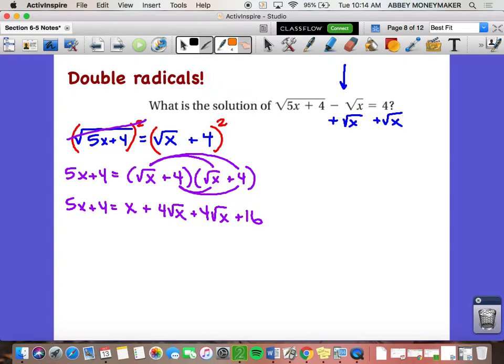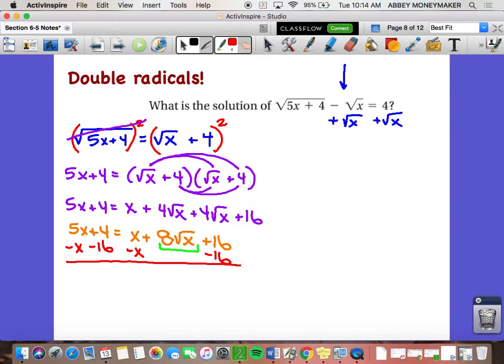So let's take a second and clean this up a little bit. We have 5x plus 4 is equal to x plus 8 square roots of x plus 16. So as you can see here, we still have a radical left in our equation. So what I'm going to do is get rid of this x and this 16 in order to isolate the radical. So we have 4x minus 12 is equal to 8 square roots of x.